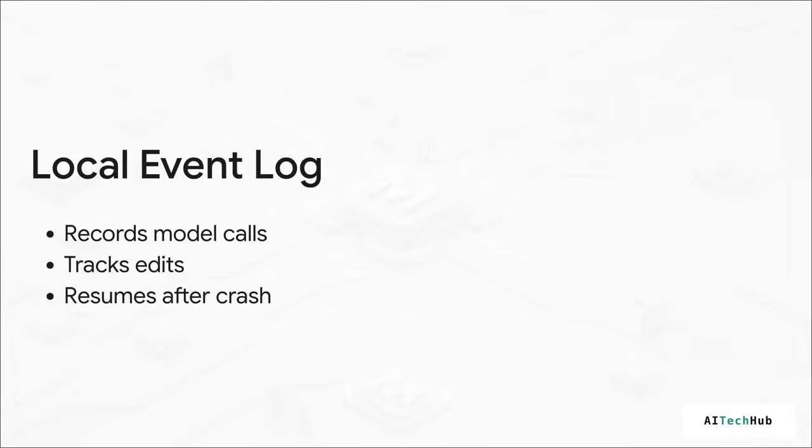Another crucial mechanical feature you need to know about is the local event log. Muse Code is super rigorous about this. It locally records every single model call, every tool it uses, every time you approve something, and every file edit. And why is that a big deal? Well, imagine you're running this massive, complex task. It's been going for 20 minutes, and right at minute 19, your machine crashes. We have all been there. With Muse Code, you don't lose the whole shebang. The agent just reads the log and picks up exactly where it left off. For large-scale stuff, that's an absolute lifesaver.